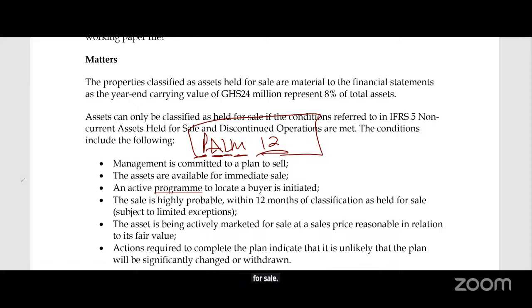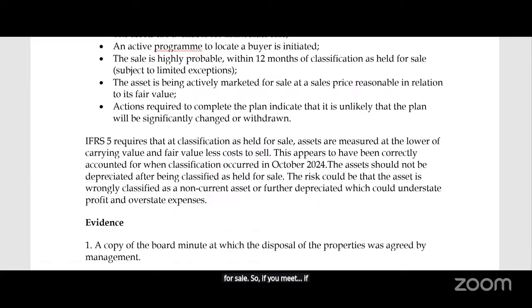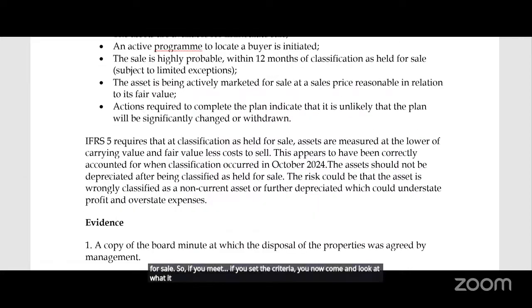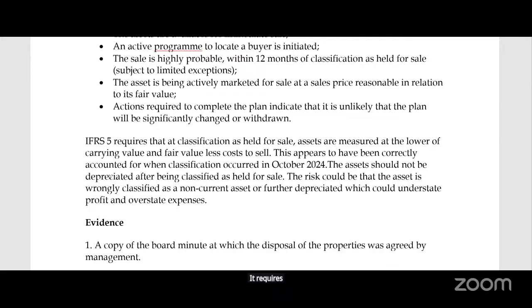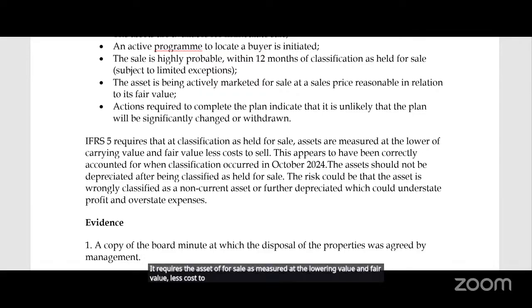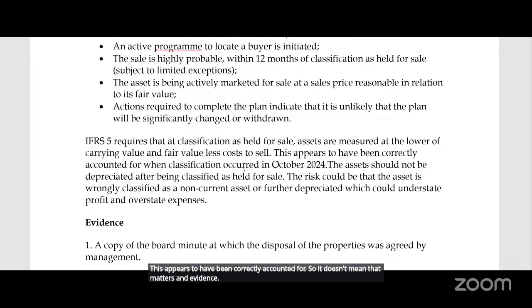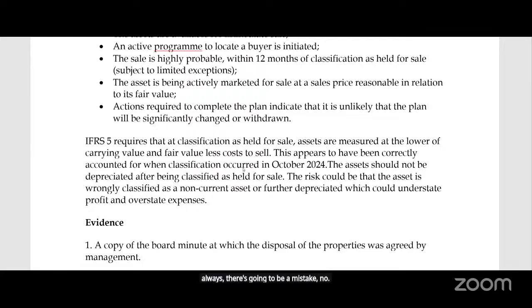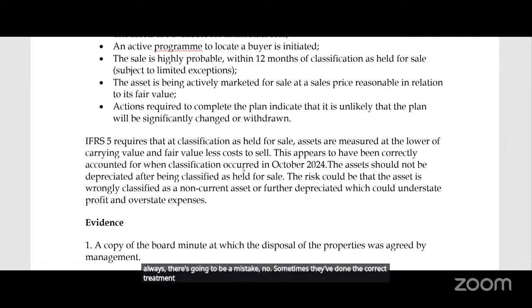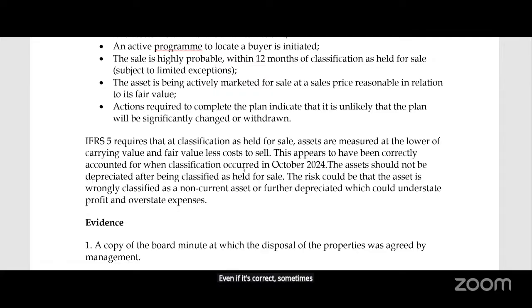So if you state the criteria, you now look at what the standard says, that it requires the asset held for sale to be measured at the lower of what? Carrying value and fair value less cost to sell, or NRV. This appears to have been correctly accounted for. So it doesn't mean that for matters and evidence there's always going to be a mistake. Sometimes they've done the correct treatment, but they're asking you for matters. You still have to talk about it. It's not only the wrong entry. Even if it's correct, sometimes you must still check what the IFRS says and say, this appears to have been correctly accounted for.